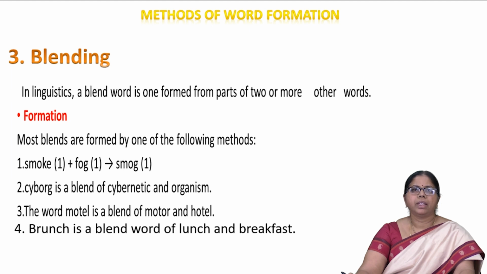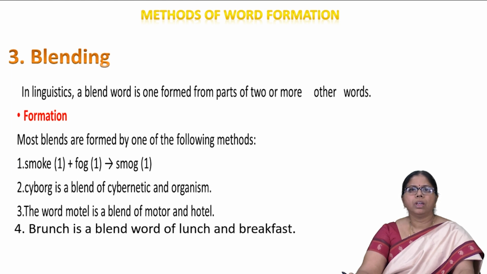We can take the example of smog. Smog is a blend word. What are the two different parts through which smog has been formed? From smoke and fog. From smoke we took SMO, and from fog we took OG, and we formed the new word smog, a blend word formed from smoke and fog. And one more word, like spork. Spork is also a blend word which has formed from spoon and fork.